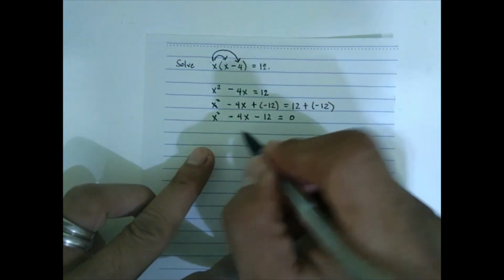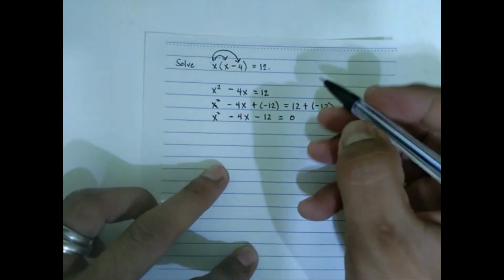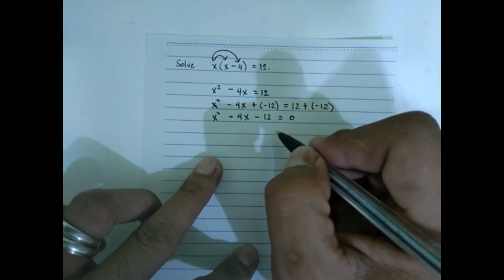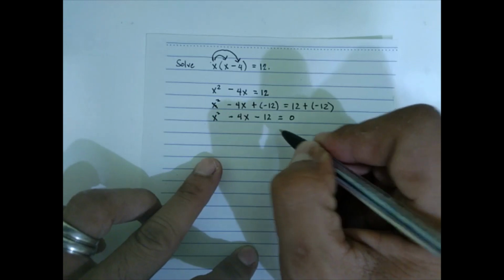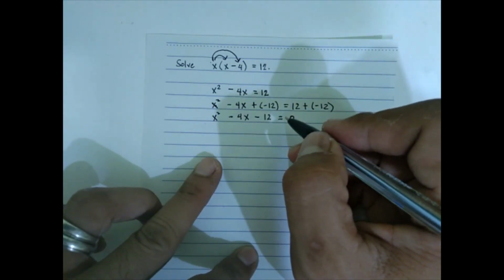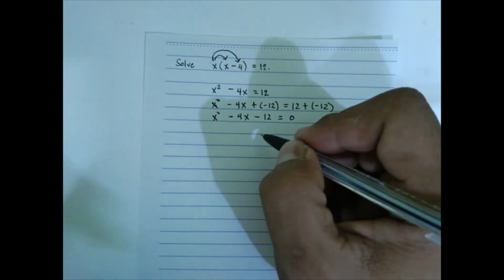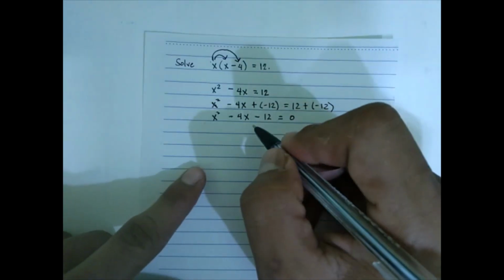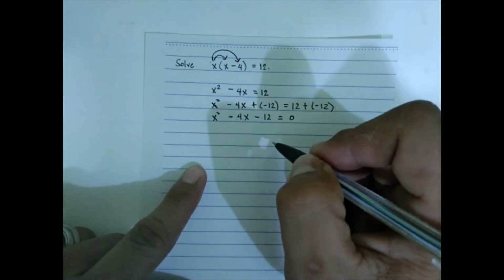Okay? So, kung mapapansin ninyo, is yung x squared minus 4x minus 12 is equal to 0. Nasa standard form na siya. And yung equation natin is a quadratic equation. Okay? The next step is we choose what method we are going to use. Okay? So, dito, ang gagamitin natin is factoring.